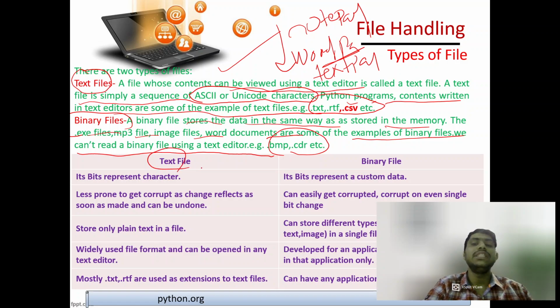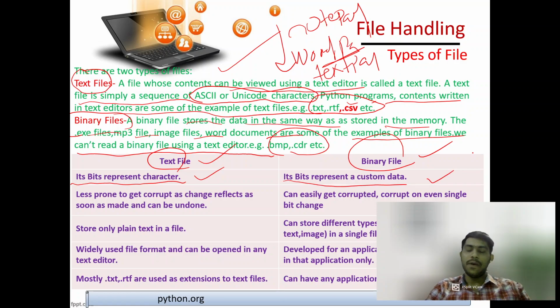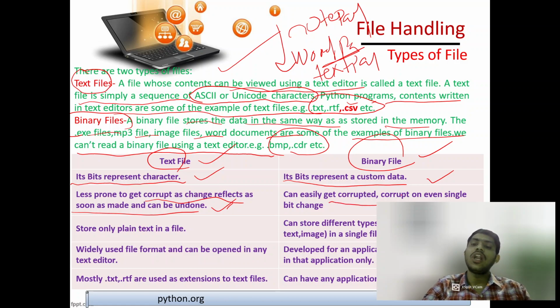So they have given some differentiation. Sometimes they can ask you to write two or three differences between text file and binary file. You can write here: in a text file, individual bits represent the character; in a binary file, bits represent custom data. A text file is less prone to get corrupt, and changes are reflected as soon as made and can be undone. A binary file can easily get corrupt on even a single bit change. If any single bit changes, your file will be corrupted or damaged. But in a text file there is no chance of that.